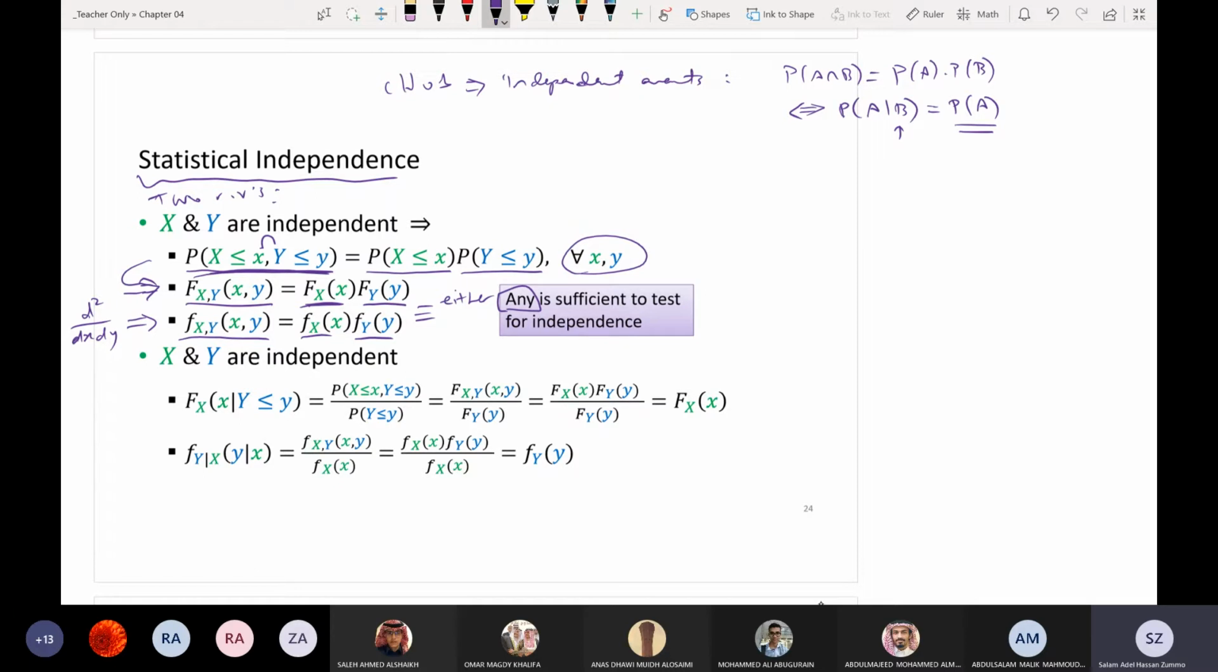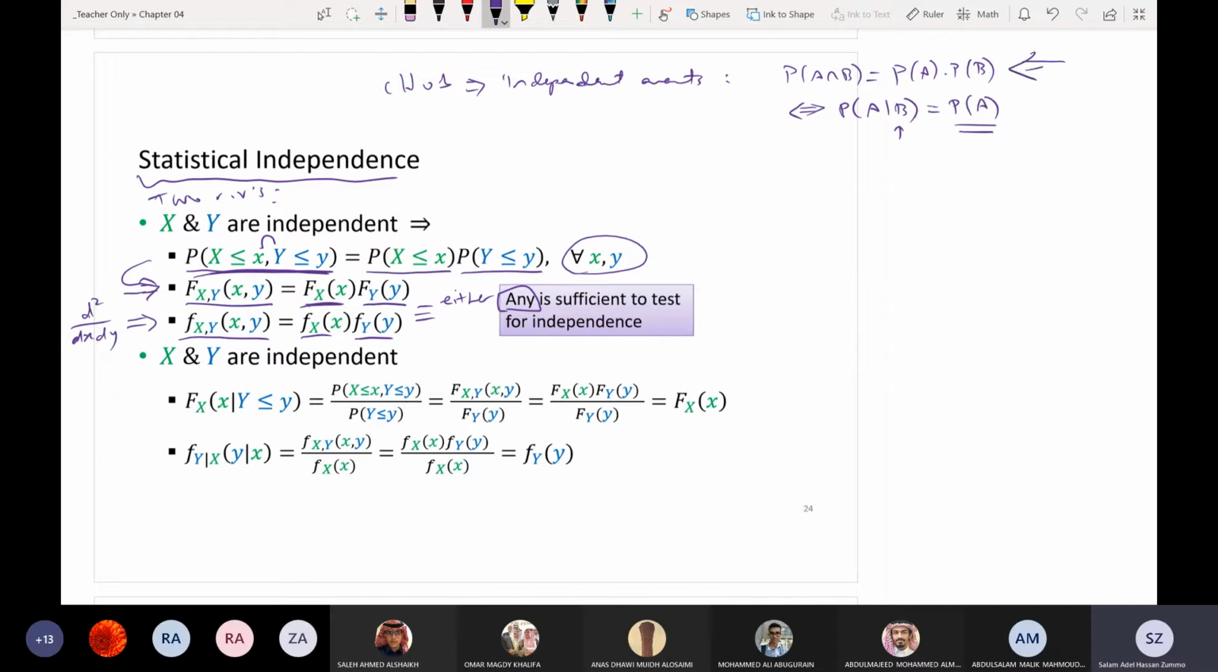If the joint CDF equals the product of the marginals of x and y, then surely the joint PDF equals the product of the marginals of x and y. Okay? You don't need to check both. Any one of them is enough to prove independence. So it goes back to the same definition that we have done before.